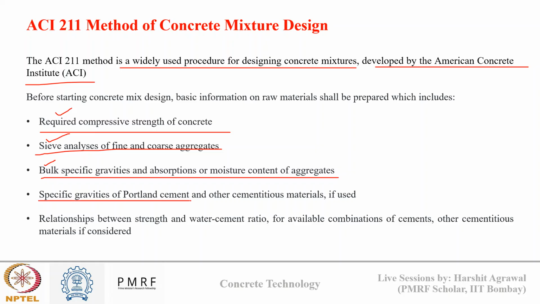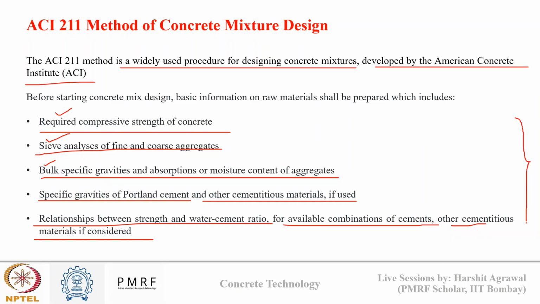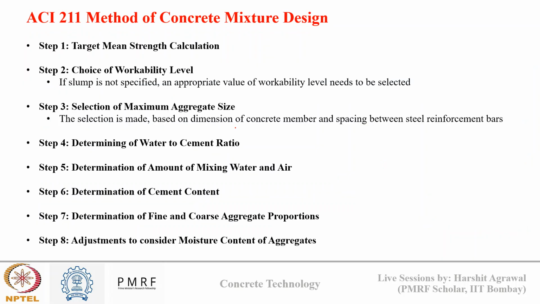Specific gravity of Portland cement and other cementitious materials, if they are used, should be known to us, and the relationship between strength and water to cement ratio for available combinations of cement and other cementitious materials that are considered should be there. If this information is already available to us, then for the required demand of the concrete mixture design, we can go ahead with the proportioning of different components. This slide shows the list of steps involved in mixture design as per the ACI method.